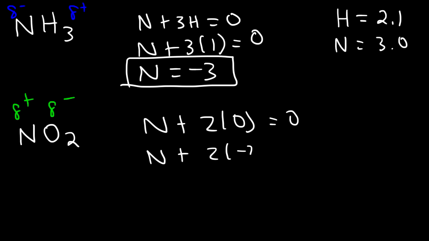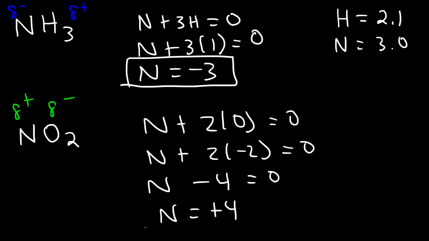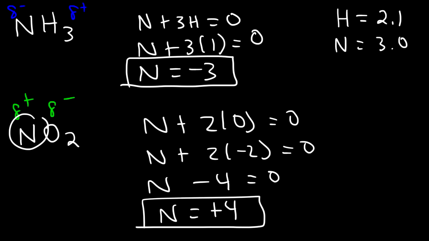So in this example, it's going to be +4. So typically, when you have elements like nitrogen, sulfur, phosphorus, if they carry an element that's more electronegative than itself, those are the elements you've got to solve for. The one that usually has a partial positive charge.